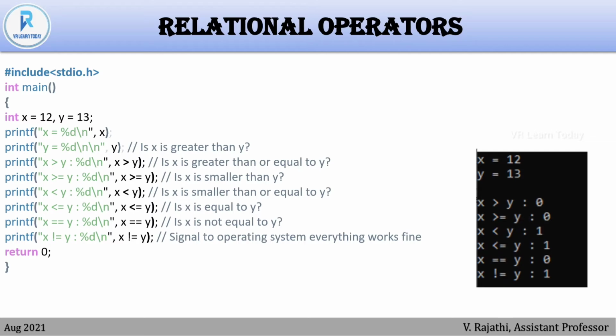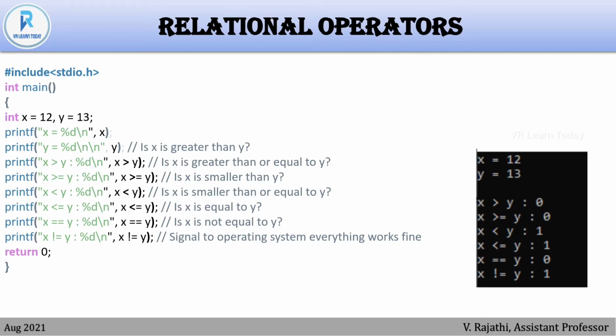See, this is the result: 12, 13. 12 greater than 13 means it will produce 0, because the condition is false. The same way, 12 greater than or equal to 13 is false, so 0. 12 less than 13, the condition is true, so it returns 1. And 12 less than or equal to y, again the condition is satisfied, and the result will be 1.